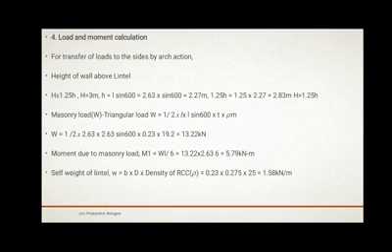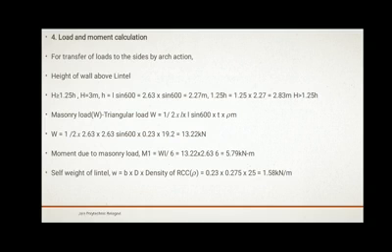Load and moment calculation. For transfer of loads to the sides by arch action, height of wall above lintel h is greater or equal to 1.25 h. So h is equal to 3 meter. So substituting the equations here, finally we get W is equal to 13.22 kilonewton. Moment due to masonry load, M1 is equal to WL by 6. Substituting here we get 5.79 kilonewton meter.